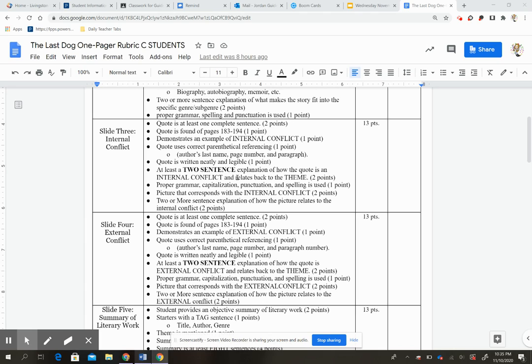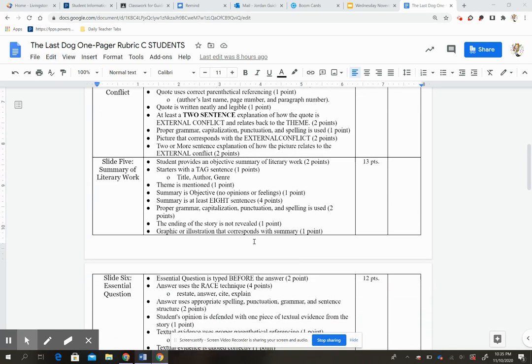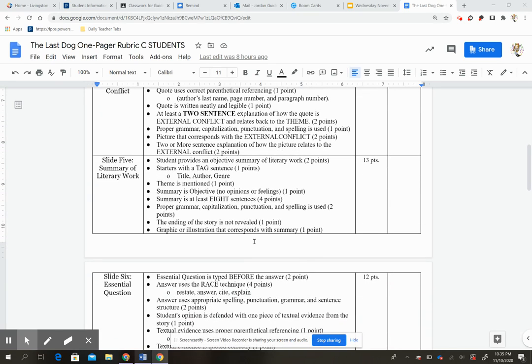And then finally, you're going to have an illustration that goes with it. And you're going to have an explanation of how your illustration points out that this is an external conflict or ties back to your external conflict. Slide number 5 is going to be your summary of your literary work. So this is going to be a summary of the story.